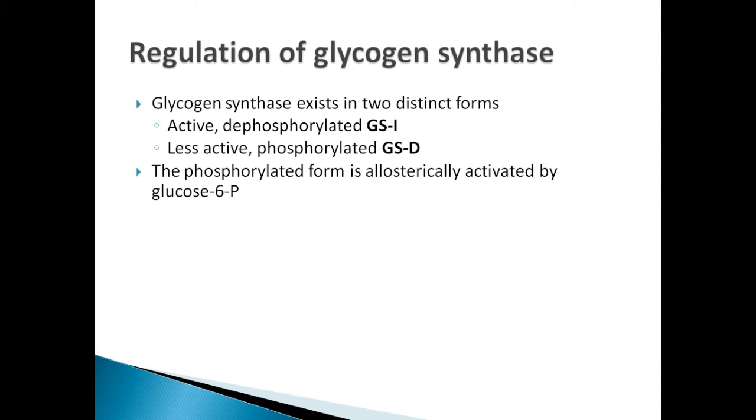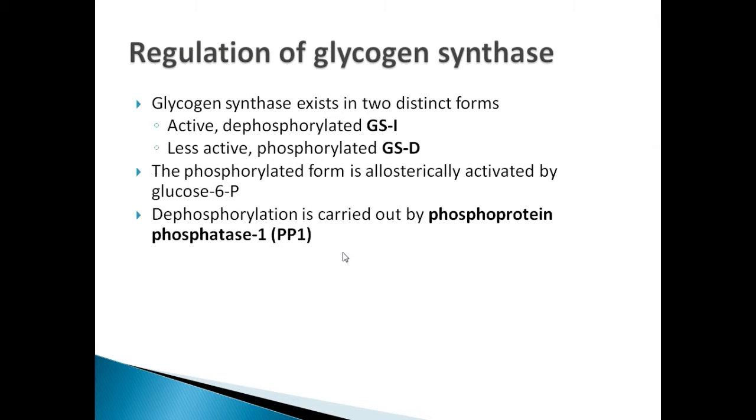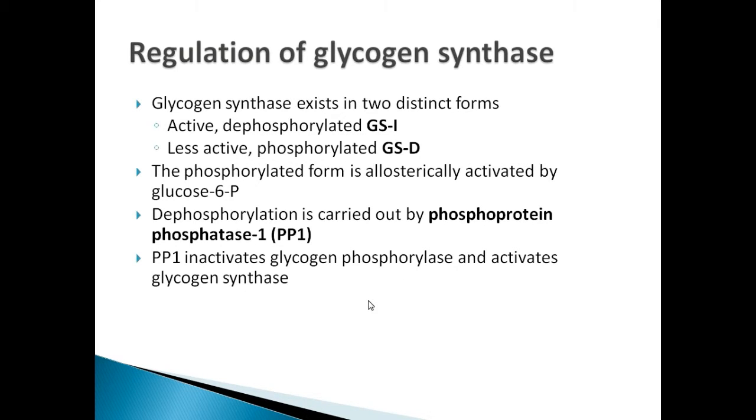The phosphorylated form is allosterically activated by glucose 6-phosphate, which means that, of course, glucose 6-phosphate is one of the building blocks of glycogen. So when there's a high concentration of glucose 6-phosphate, it'll allosterically activate this phosphorylated form of glycogen synthase. Dephosphorylation is carried out by a phosphoprotein phosphatase called PP1, and PP1 inactivates glycogen phosphorylase and activates glycogen synthase.